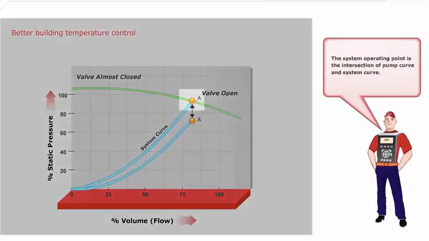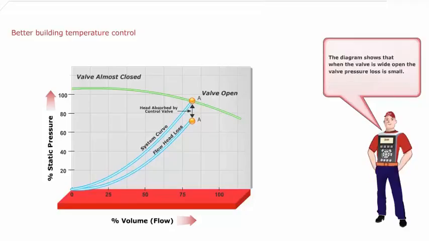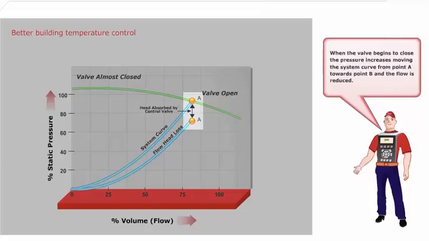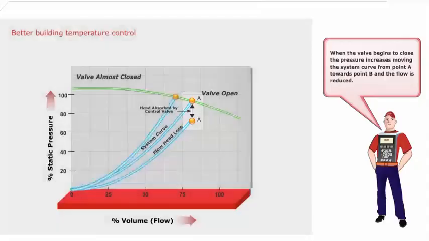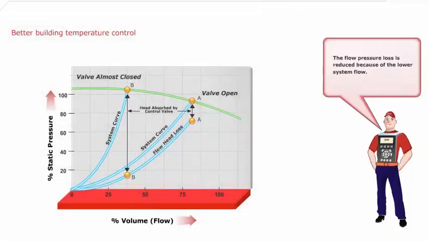The system operating point is the intersection of pump curve and system curve. The system curve is made up of two components: flow pressure loss and the pressure loss absorbed by the control valve. The diagram shows that, when the valve is wide open, the valve pressure loss is small. When the valve begins to close, the pressure increases, moving the system curve from point A towards point B, and the flow is reduced. The flow pressure loss is reduced because of the lower system flow.